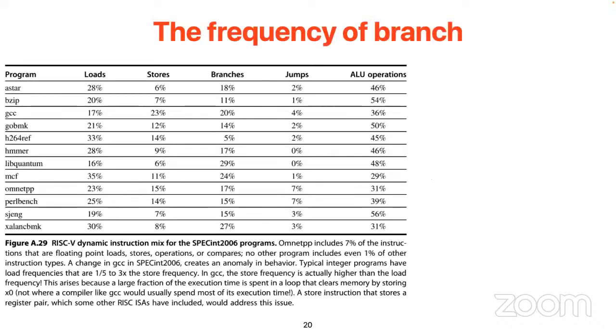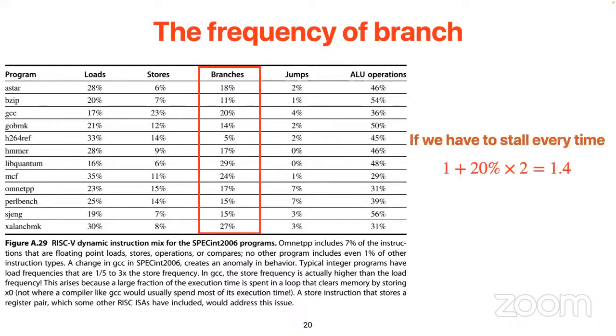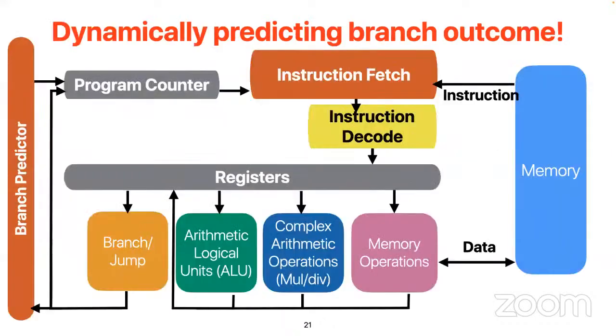And the second type of hazard that we care about is called control hazard. And control hazard is actually more problematic than you could ever imagine. I think through a few demos, you probably would know. This table shows that in a set of programs in SPEC 2006, around 20% of the instructions are branches, which means that if you have to stall for 2 cycles every time, your CPI would get a 40% increase, even though it's just 20% of them.